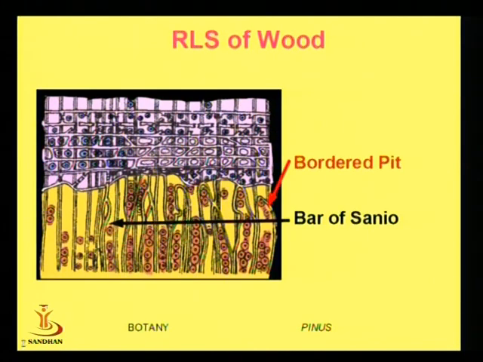The other part we will see is the xylem parenchyma, and in the other part one can find a bordered pit. This bordered pit is a kind of connection between the other cells, and that bordered pit is surrounded by the bar of Sanio. That bar of Sanio is a kind of structure which is there on both sides, the upper side as well as the lower side of the pit region.